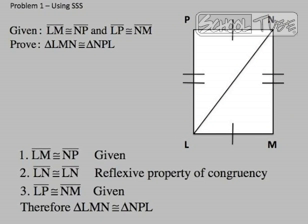Since we're given that segment LM is congruent to segment NP, and by the reflexive property of congruency, that segment LN is congruent to itself, segment LN, and we're also given that segment LP is congruent to segment NM, we have three sides of one triangle that are congruent to three sides of another triangle. So therefore, triangle LMN is congruent to triangle NPL.